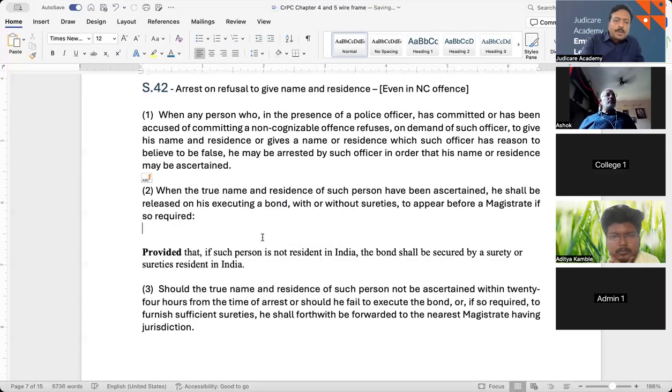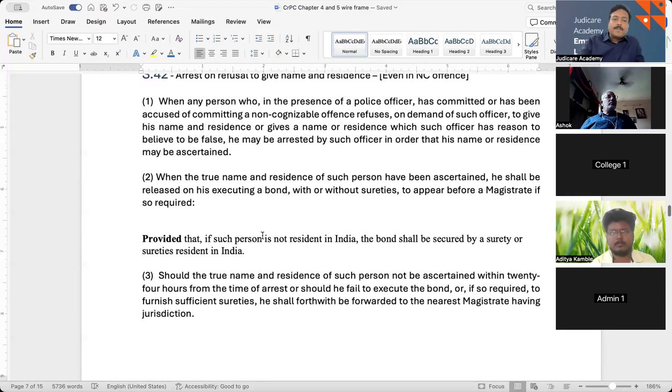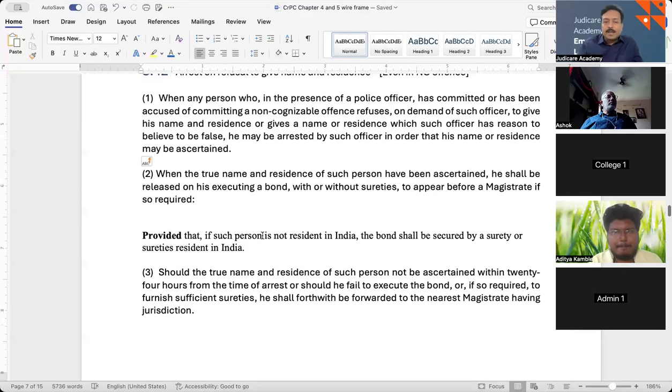Okay. Provided that if such person is not resident in India, the bond shall be secured by a surety residing in India. So if you are not an Indian, naturally the surety or the bond has to come from an Indian, because we cannot have a guarantee from a foreign land.